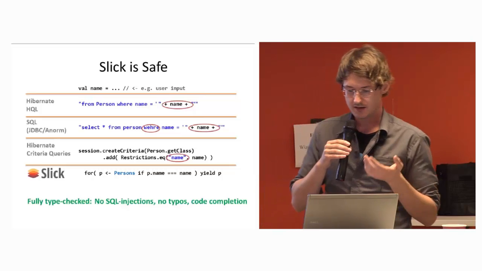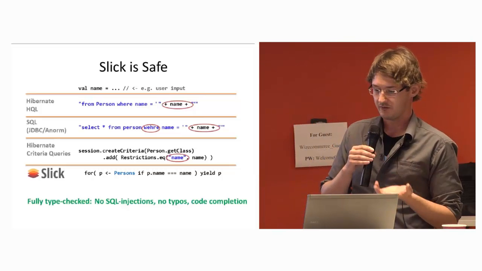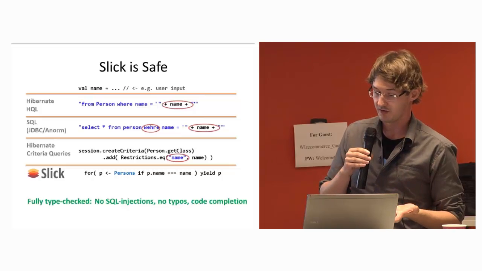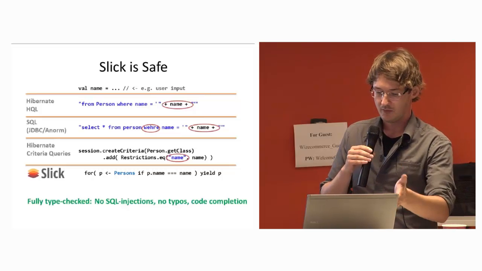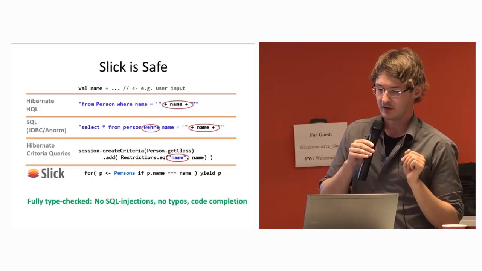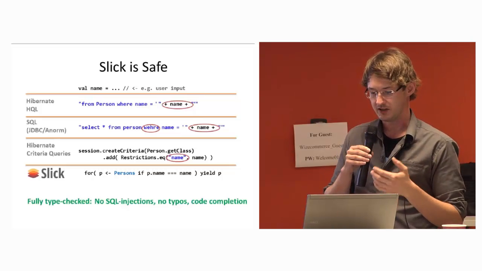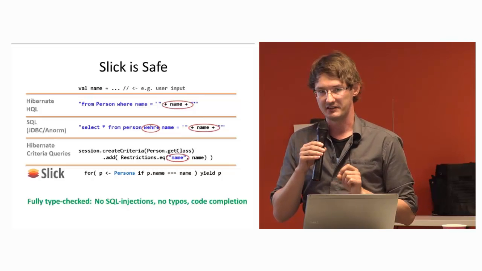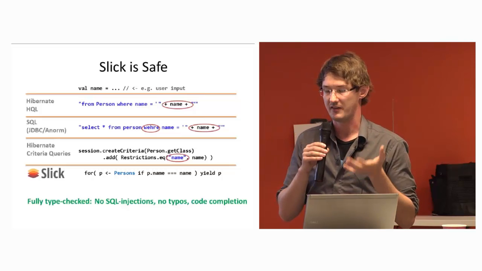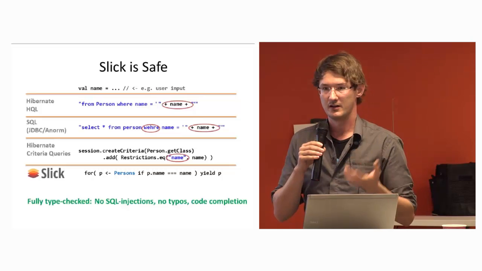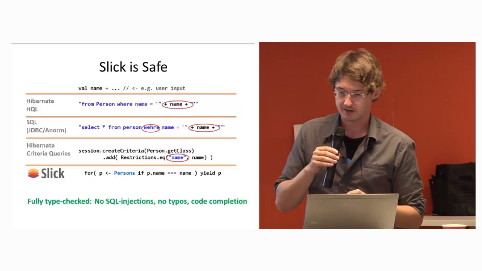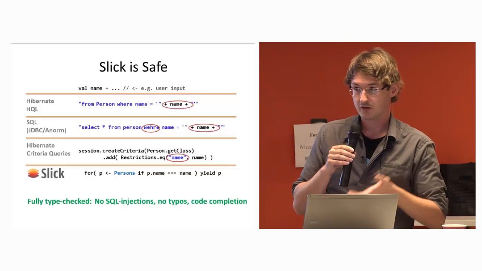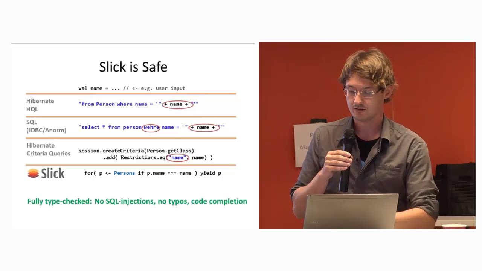And the fact that Slick uses an API and is fully type checked gives you even more advantages. The Hibernate criteria query you see here is also an API, but there you state the field name as a string. So it doesn't check at compile time if it exists, or if you made a typo in there or something like that. You get that with Slick. And you get code completion in the editor as well.